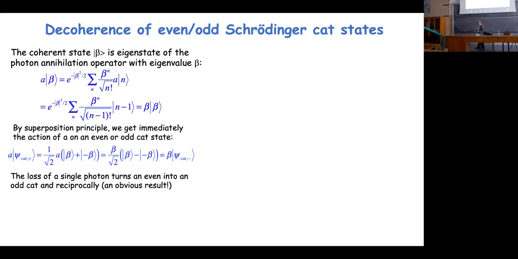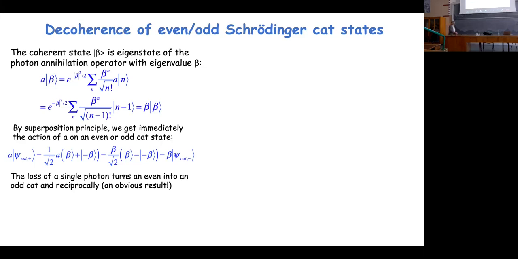And what does it mean, A acting on the cat? A is the operator which destroys a photon. It means that if you destroy a photon on the plus cat, you get the minus cat. And this is obvious because the plus cat has only even photon numbers. If you destroy an even photon number, you will get an odd photon number. So you see that each time you lose a photon, the cat jumps from even to odd, and so on.